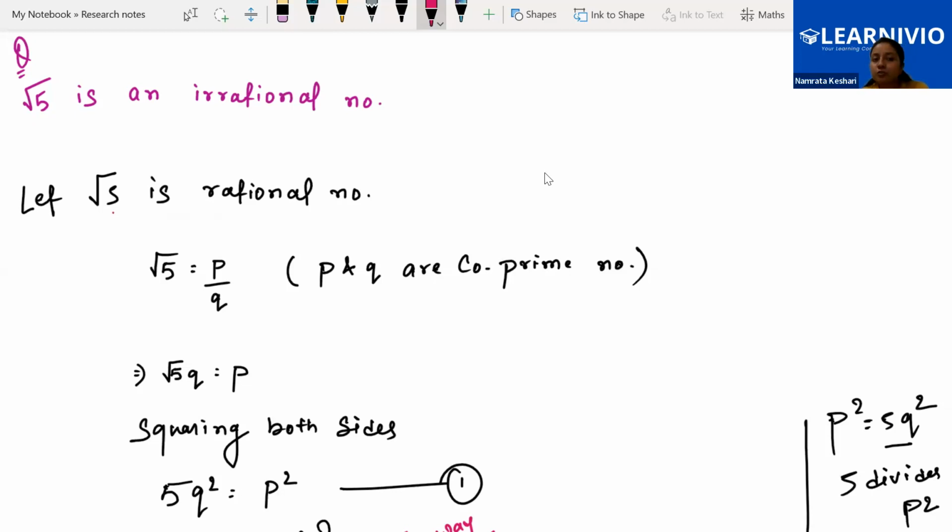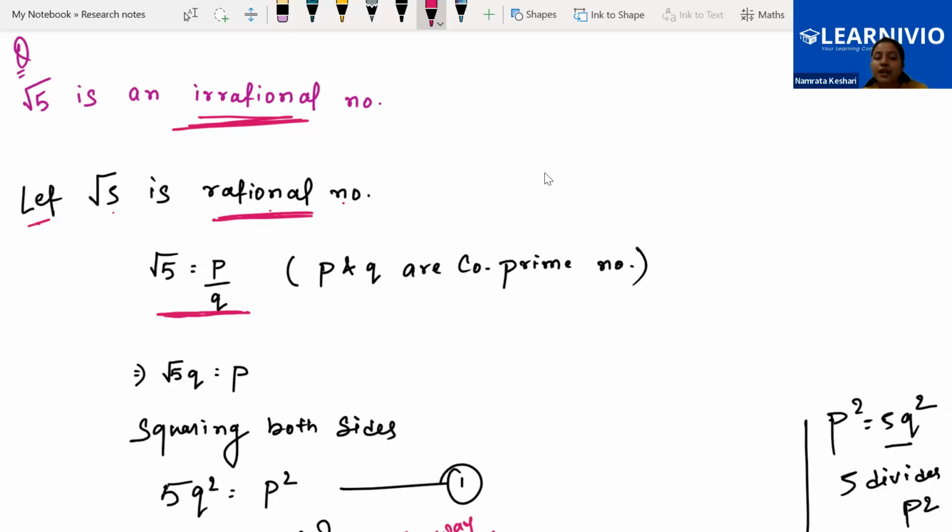First, we will be taking root 5 is a rational number. Irrational we have to prove, rational we have taken. Exactly the reverse assumption we have taken. Let me assume it. Since it is a rational number, according to our assumption, we can write it in the form of P by Q. Just keep on looking at the cursor. Any rational number can be represented in the form of P by Q, where P and Q are integers and Q denominator should not be 0.